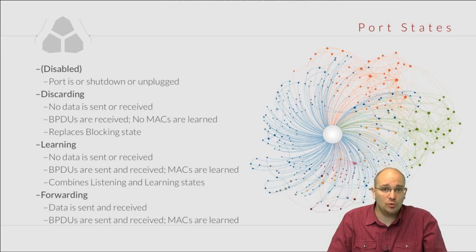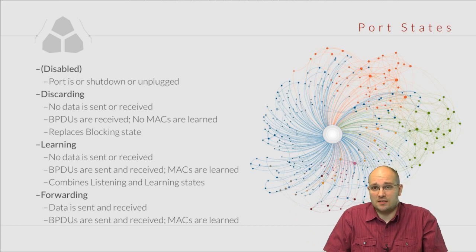And here, no data, no production traffic is going to be sent or received on this port. The BPDUs are going to be transmitted and received. The MAC addresses as well are going to be learned. And this is, as the slide here says, the combined listening and learning state from the traditional spanning tree. And the forwarding state, of course, is the forwarding state.